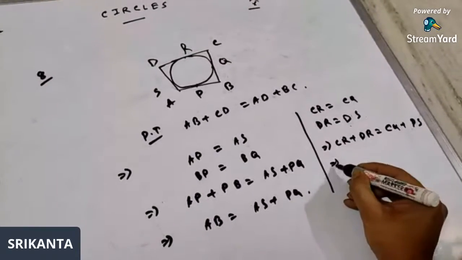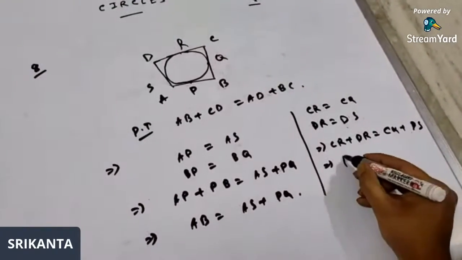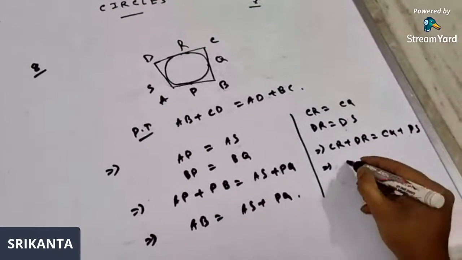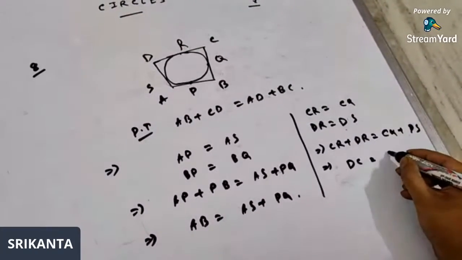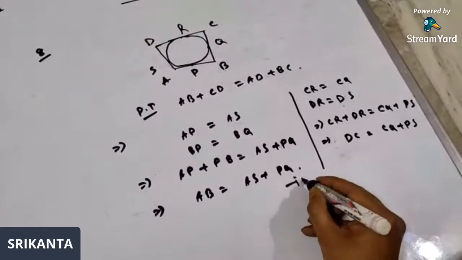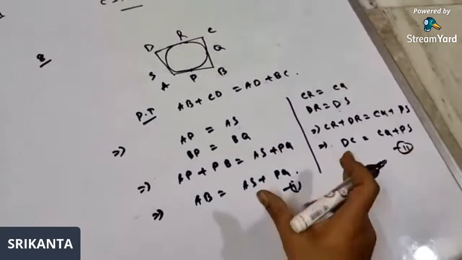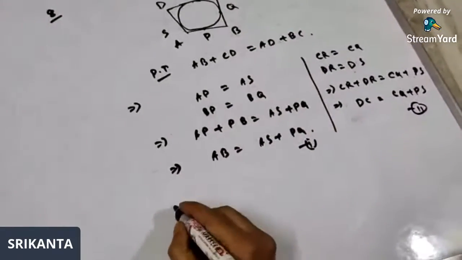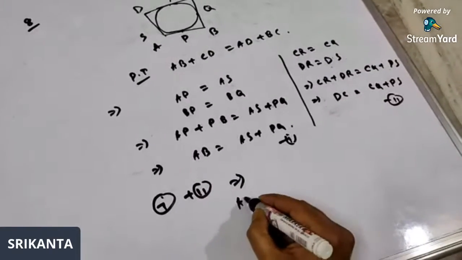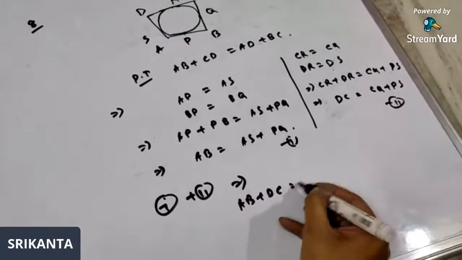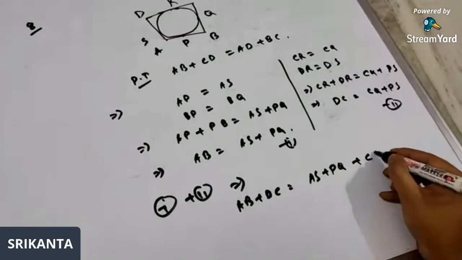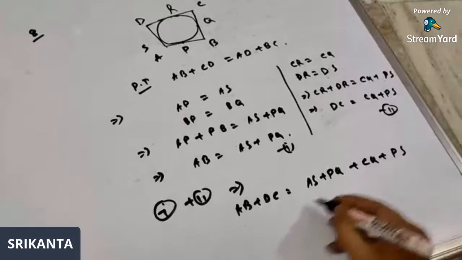DS, clear? Now CR plus DR becomes DC, right? So we have DC is equal to CQ plus PS. Putting at this one and this is at 2. Now AB plus CD, we're adding these two. So 1 plus 2 implies AB plus DC on the left hand side, and the right hand side what we have? AS plus PQ plus CQ plus PS.